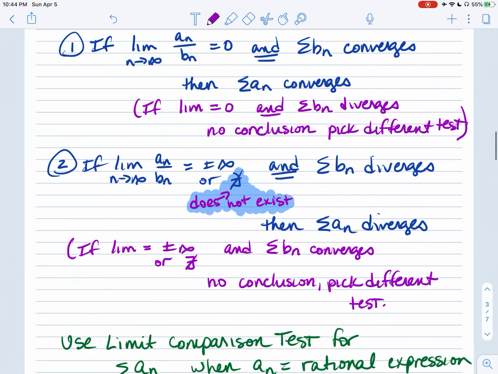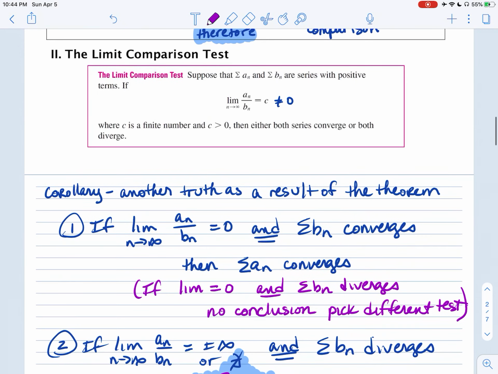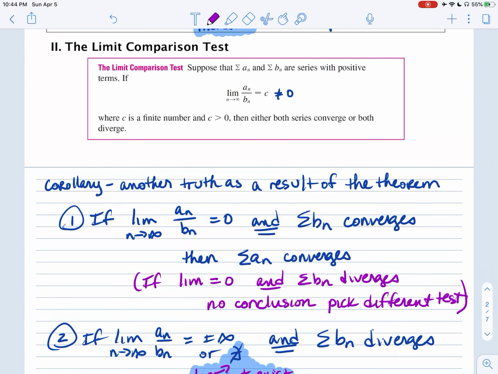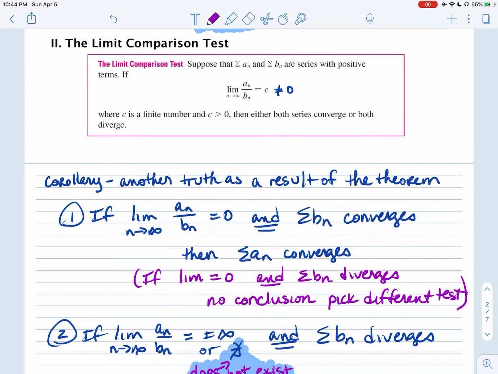So let's get back to the limit comparison test. Sometimes you can't really use the direct comparison test because you can't make that a sub n less than b sub n, or you can't make that a sub n bigger than b sub n, so you can't really make a conclusion because it's easy to find the convergence or divergence of b sub n, but it's kind of hard to make the bigger than or less than calculation. So when that happens, you might want to try the limit comparison test.